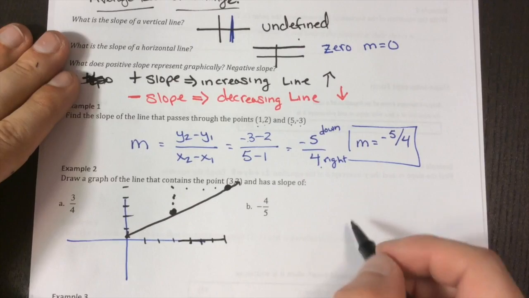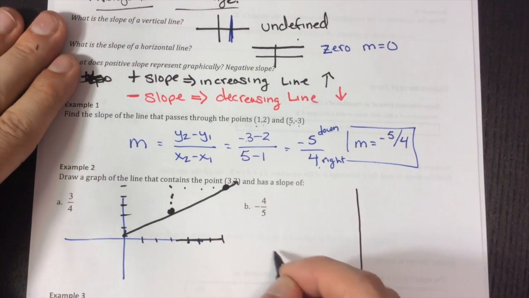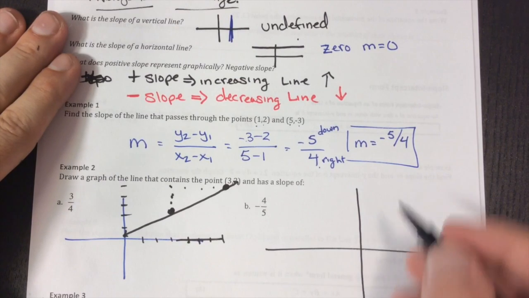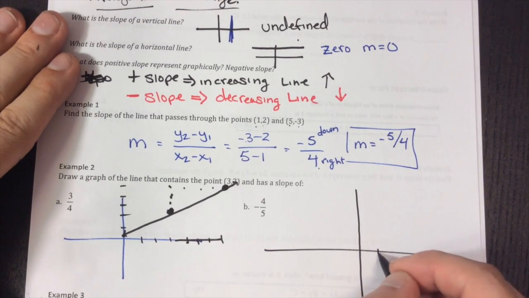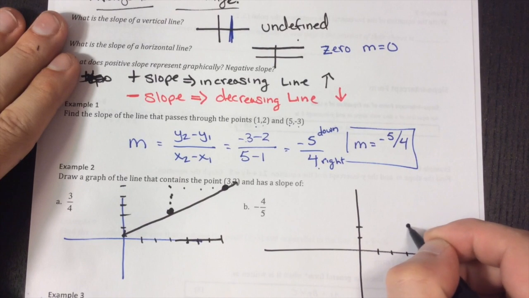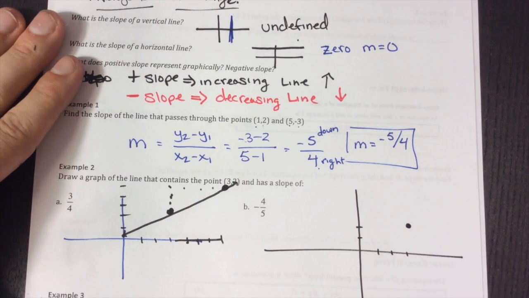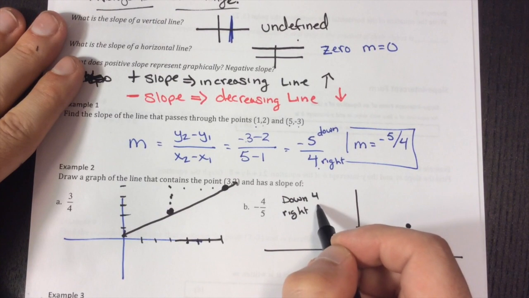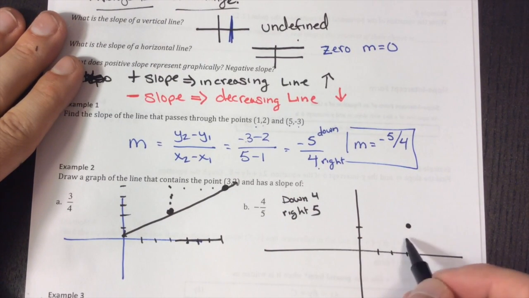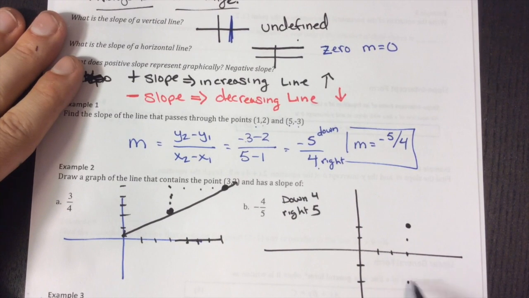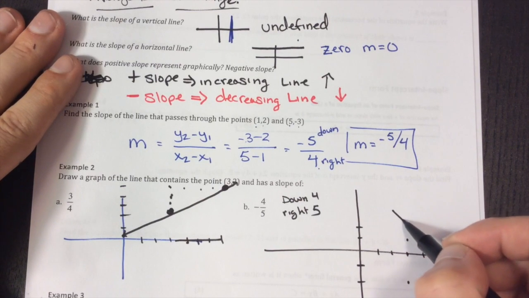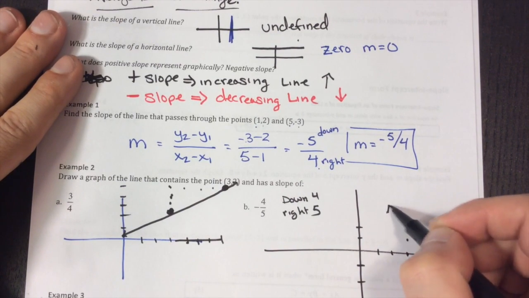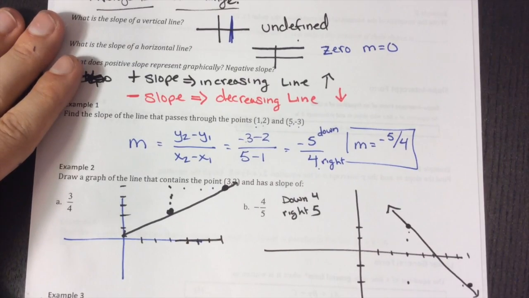If I have a slope of negative 4/5, I'm going to draw my xy coordinate plane. I'm going to plot my point (3, 2). So 1, 2, 3, 1, 2. There's my original point. And a slope of negative 4/5 means we're going to go down 4, right 5. So down 4. 1, 2, 3, 4. Then right 5. 1, 2, 3, 4, 5. And there's our new second point on the line that passes through the point and has that slope.